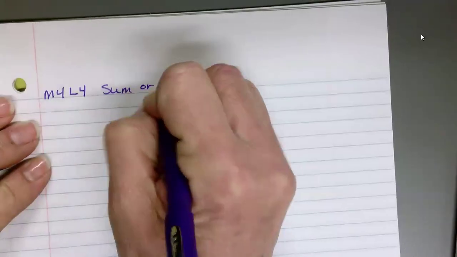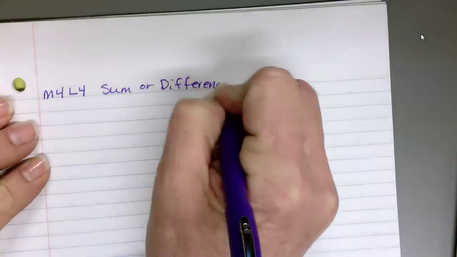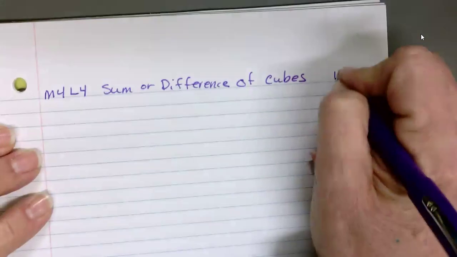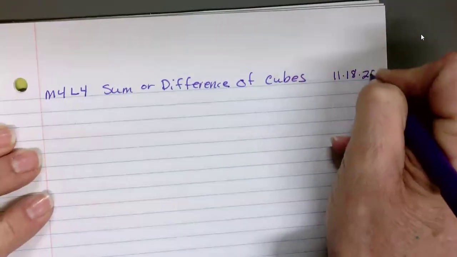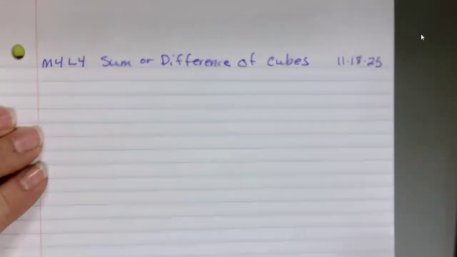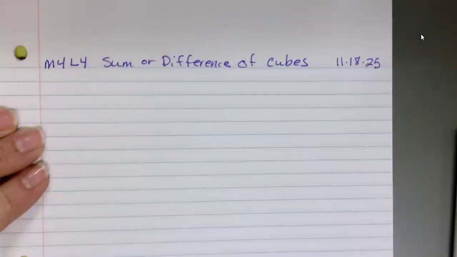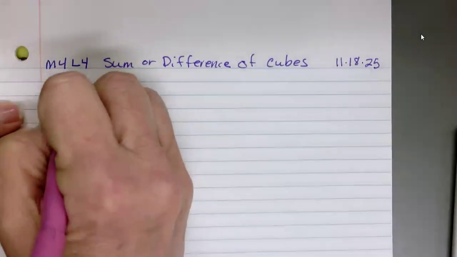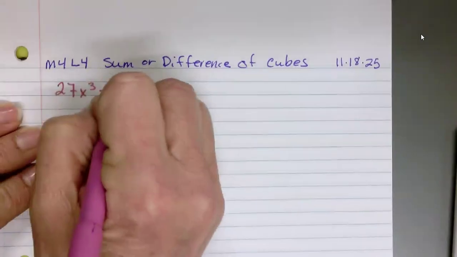So our new page is going to be to find the sum or difference of perfect cubes. So let's go, module 4, lesson 4. Sum or difference of cubes. Today's date, 11/18/25. Let's start with this is our problem. 27x cubed minus 64.